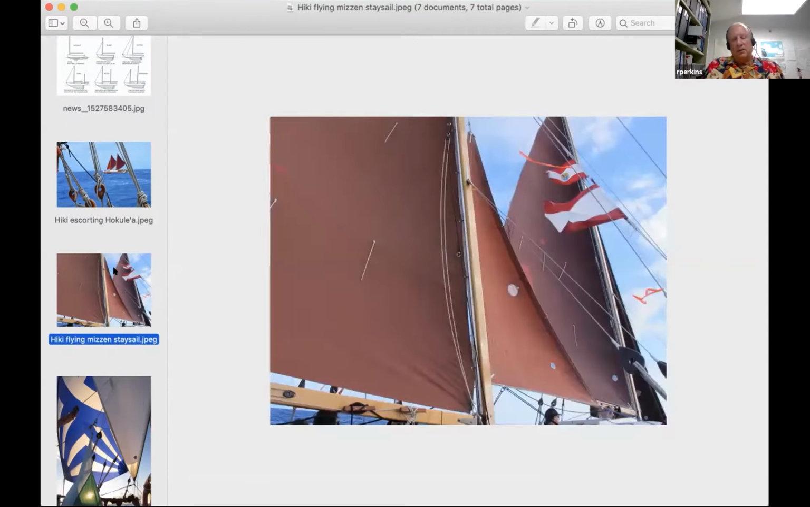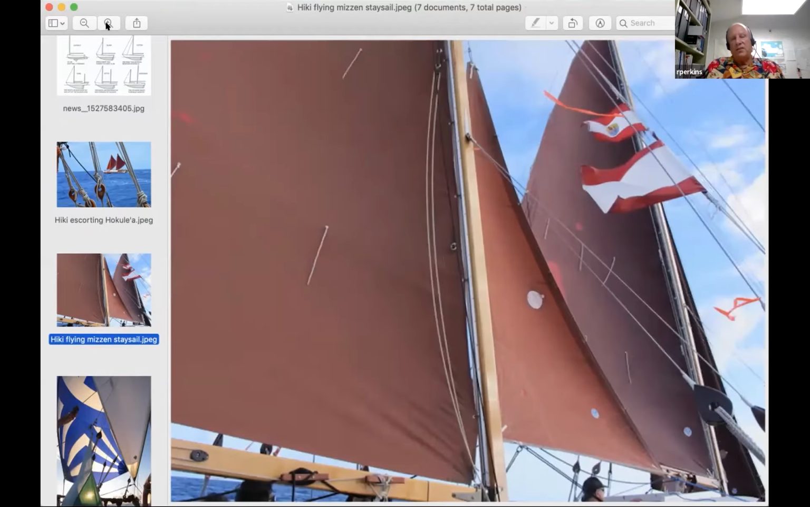Yeah. So this is, again, Hikianalia. And you can see that she has her main, which is right behind those flags that are flying. And then she has a jib sail, but it's being flown from the aft mast. So this would be called a mizzen staysail, because the big sail behind the back mast is called the mizzen sail. The sail behind the main mast is called the mainsail.